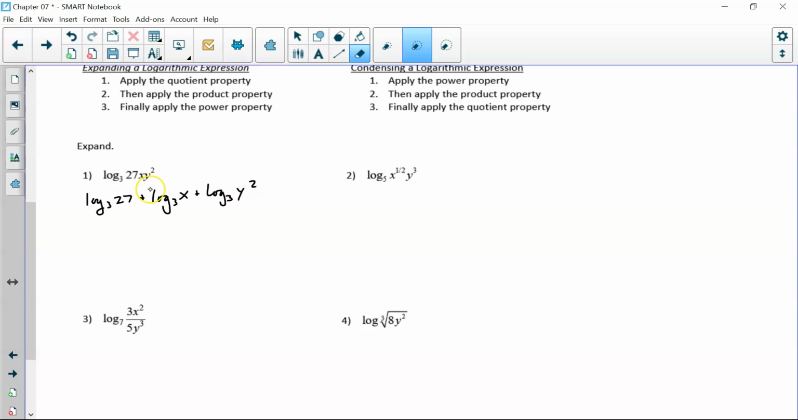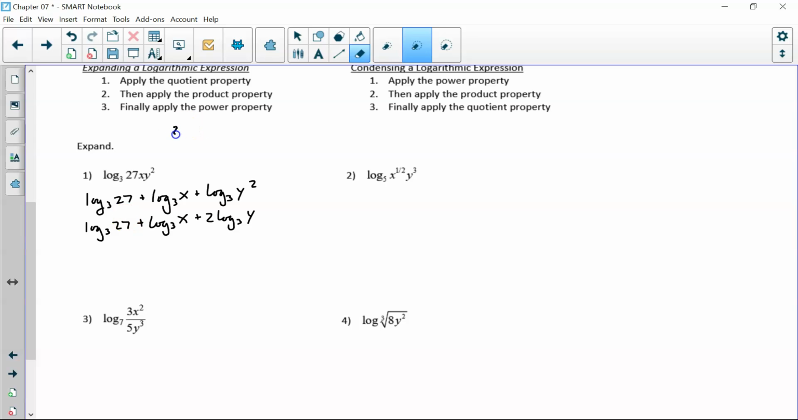Now, each factor has its own log base 3. We added because it's all multiplication. And now the coefficient is from the exponent. So it's the log base 3 of 27 plus the log base 3 of x plus 2 times the log base 3 of y.